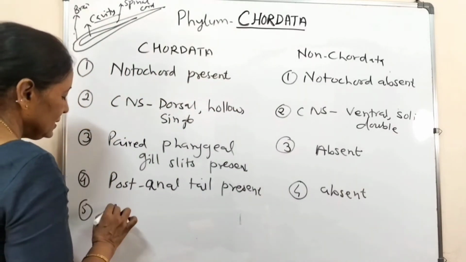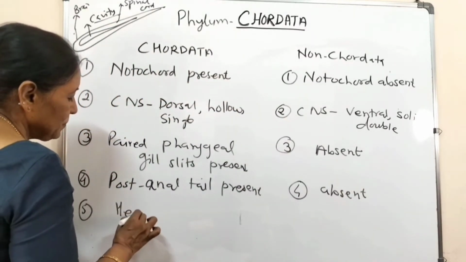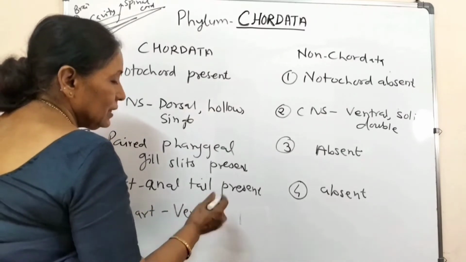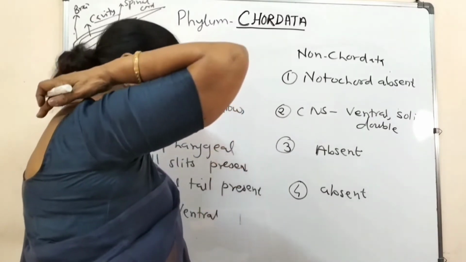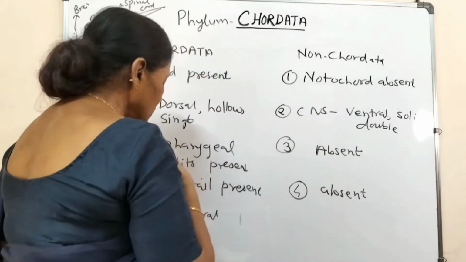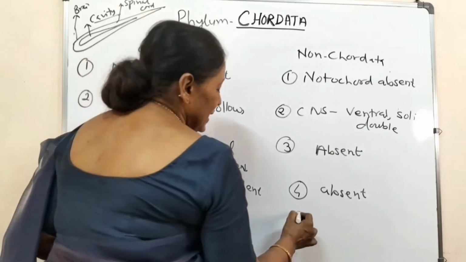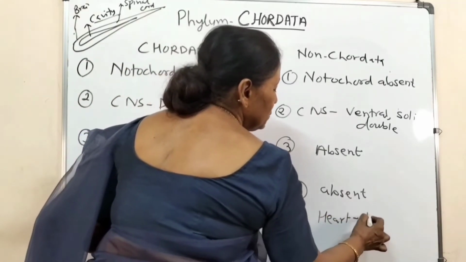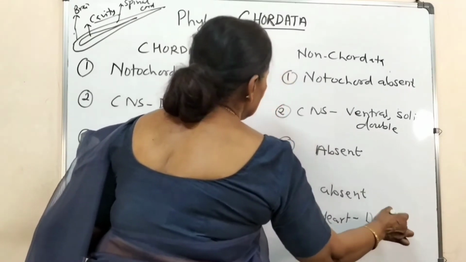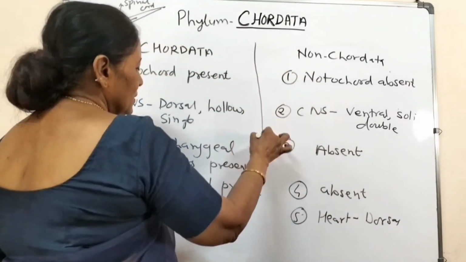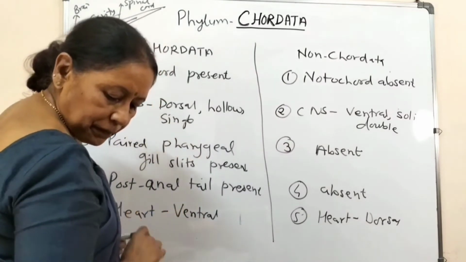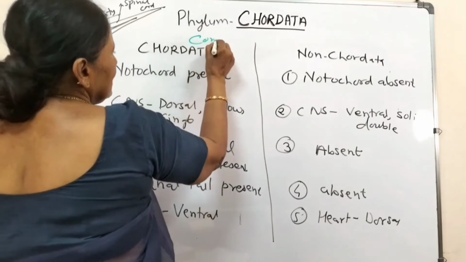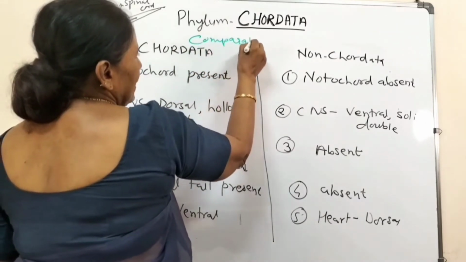Fifth point is the heart. It is ventral. This side of ours is ventral, this side is dorsal. The heart is situated on our ventral side. Whereas in non-chordates, the heart is dorsally placed. So this is the comparative account of the chordates and non-chordates.